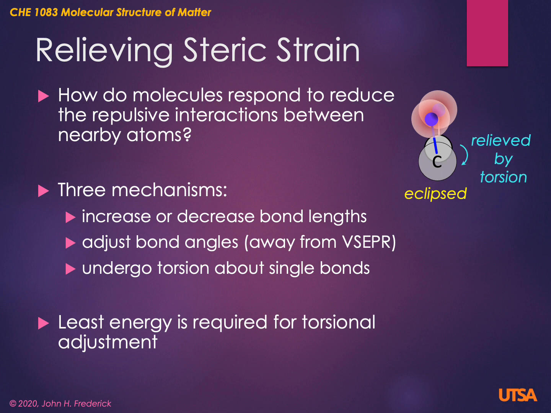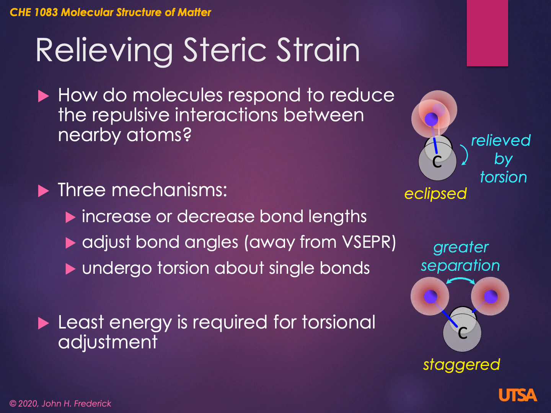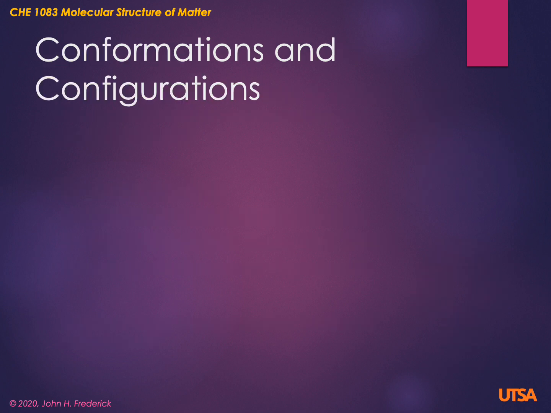In order to relieve the torsion that we're showing above, we would have to rotate about that carbon-carbon bond somehow. For example, if we rotate it a certain direction, we would generate a greater separation between those atoms, and this would, in some sense, relieve the steric strain. When the two atoms are no longer directly eclipsing one another, we call this a staggered conformation. So I want you to remember these words, eclipsed and staggered. Eclipsed, they're directly opposite one another. Staggered, they're separated a little bit.